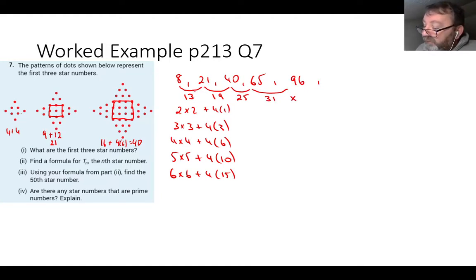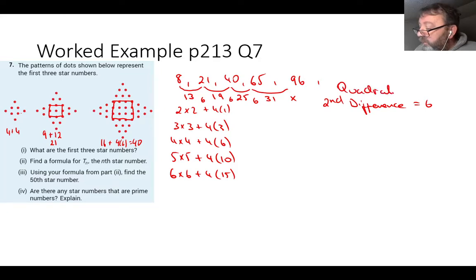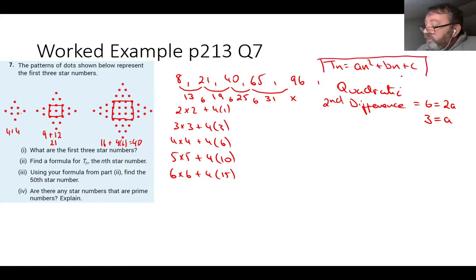Let's go to the next level. 13 to 19 has a difference of 6. 19 to 25, a difference of 6. So it has a second difference equal to 6. And don't forget what I told you. Now that I know it's quadratic, that means that 6 is also twice the leading coefficient. So immediately from that, 3 is equal to a. And because it's quadratic, t of n equals a n squared plus b n plus c is the general term formula.